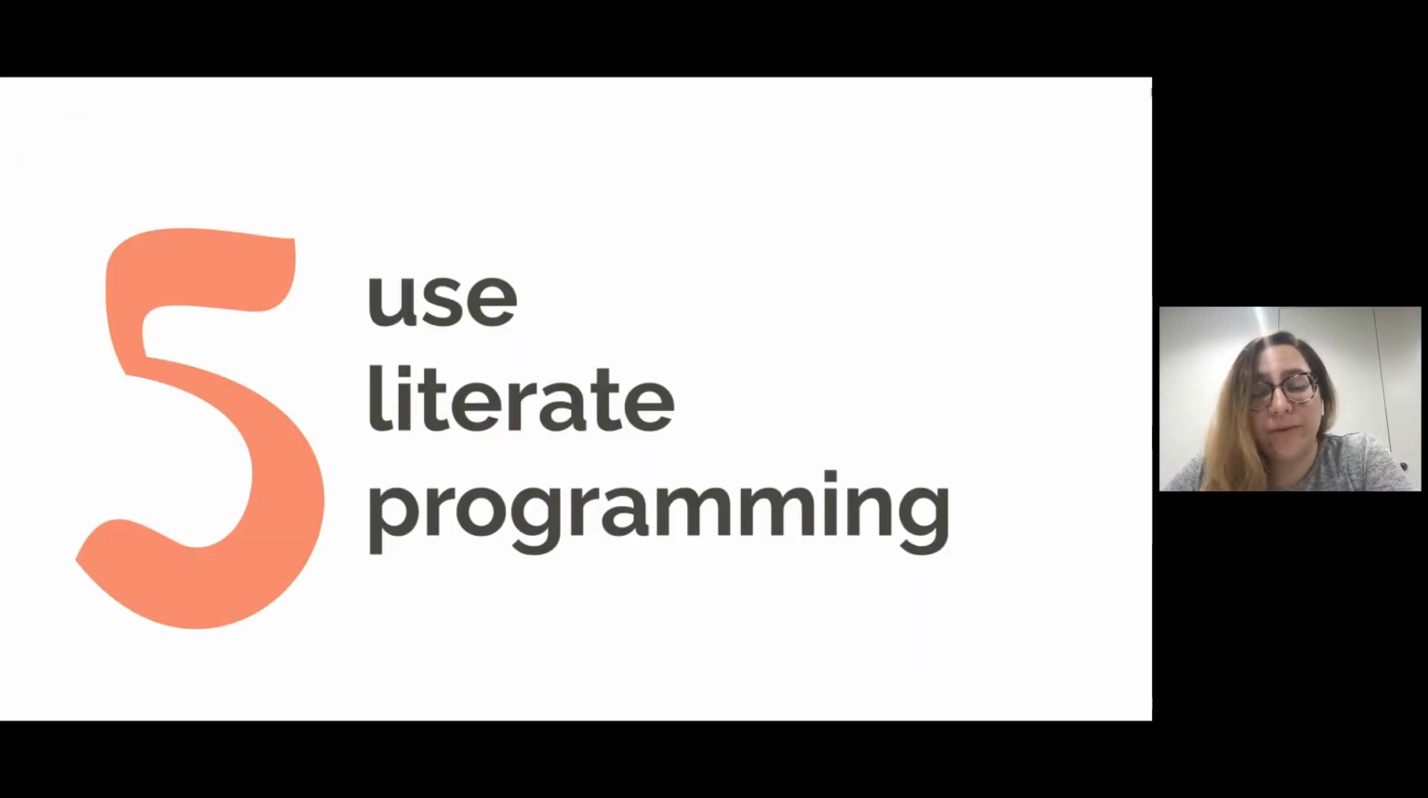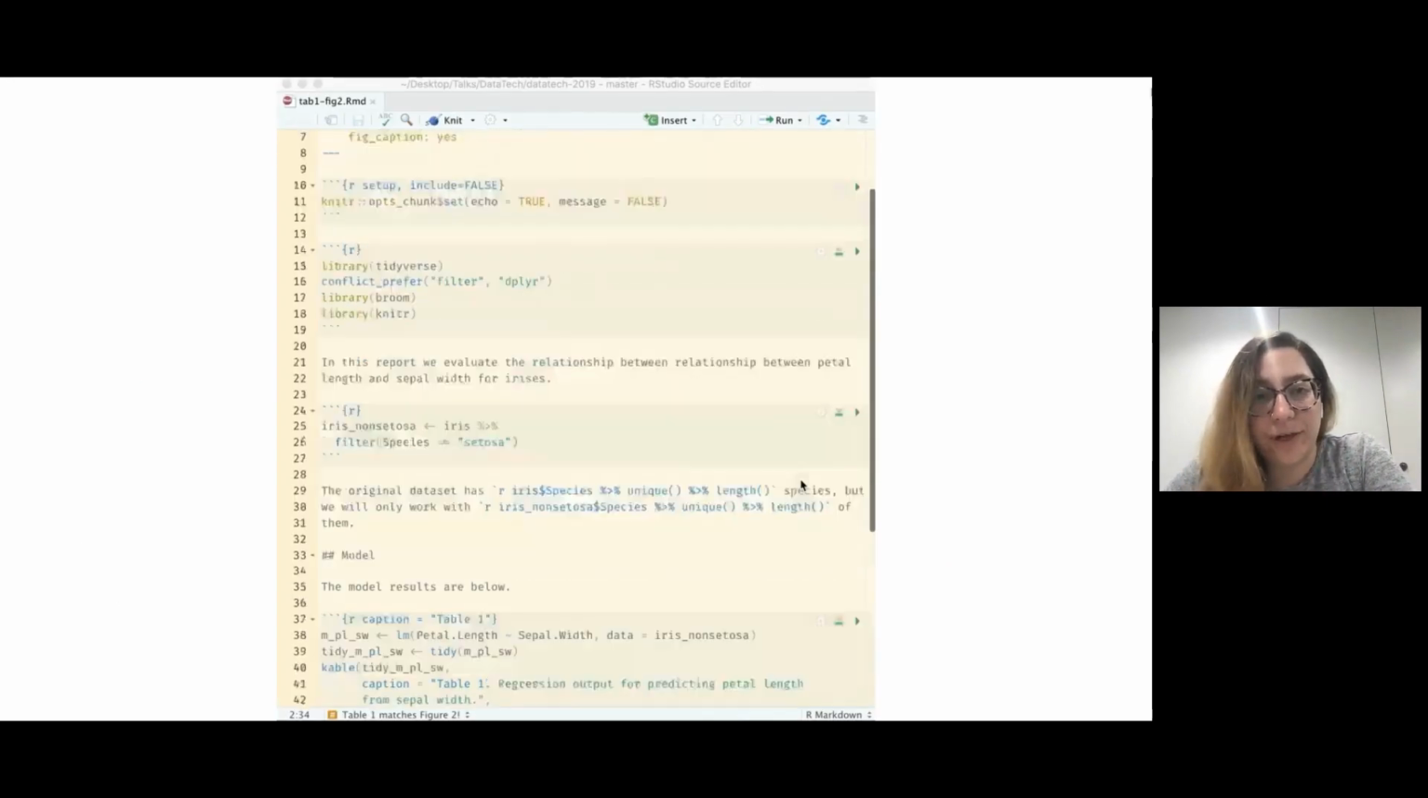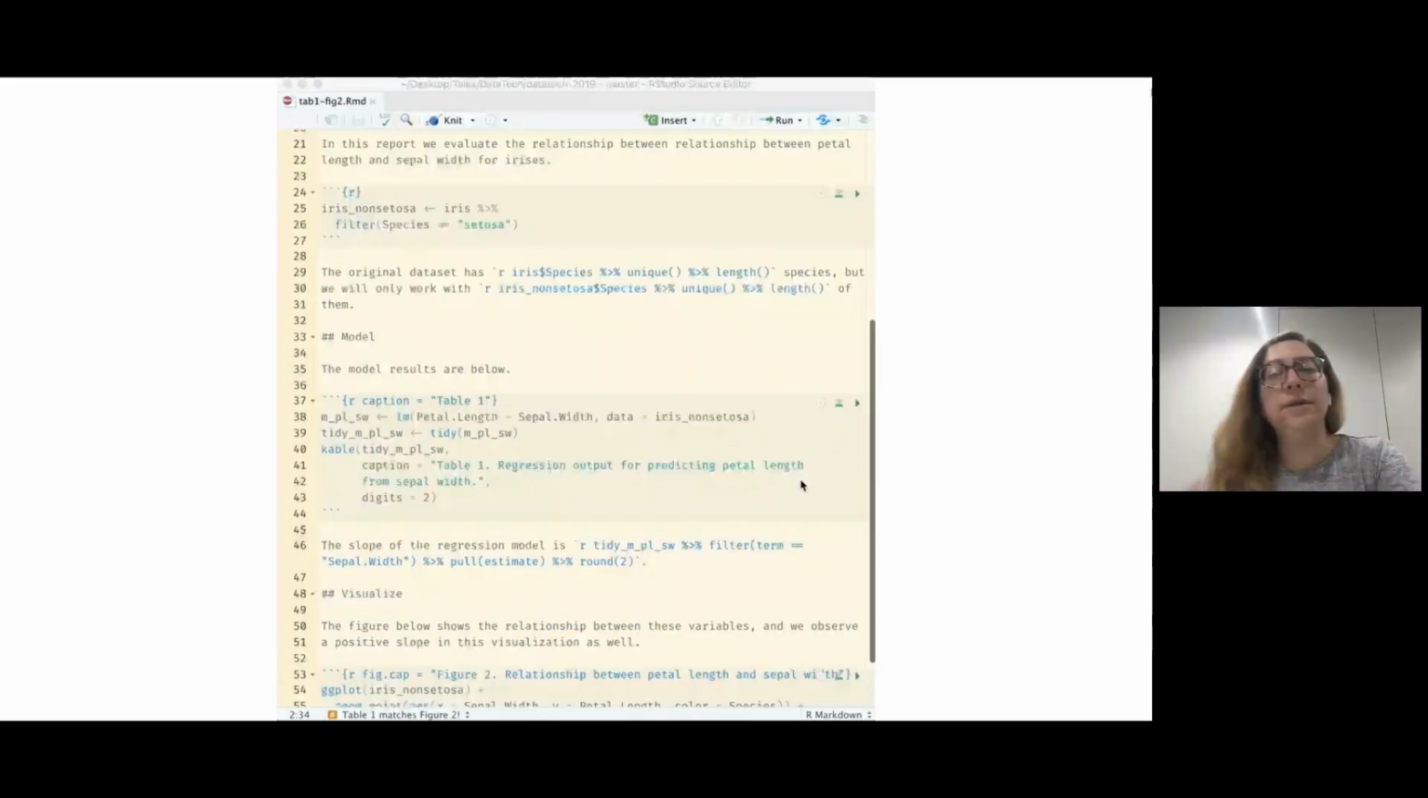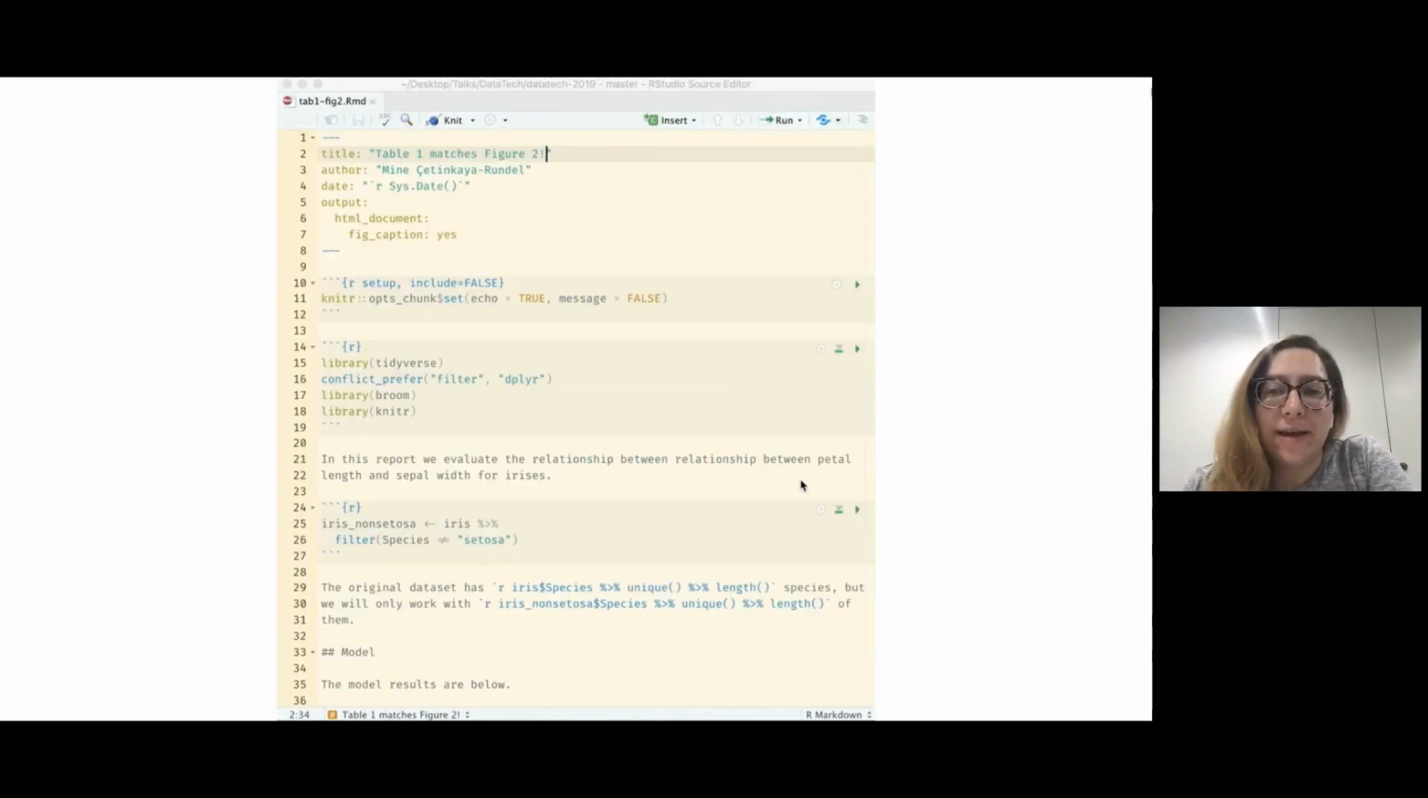Number 5, use literate programming. So we talked about R Markdown earlier, and this is where it's going to shine through. So this is an R Markdown document. And you can see that in my R Markdown document, I have on top what I call a YAML, happening between lines 1 and 8, fenced with the 3 dashes, that actually has some meta information about my document. So a title field and an author field, and you can see that I can actually embed some R code into it. So that's going to show me the date that the document was compiled.